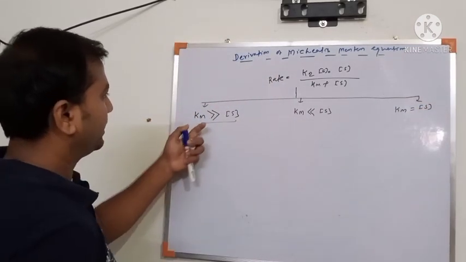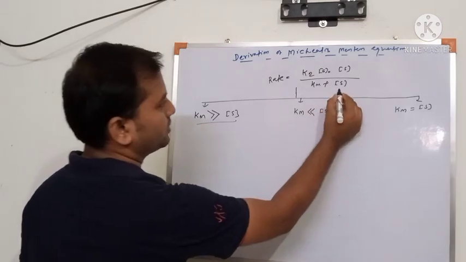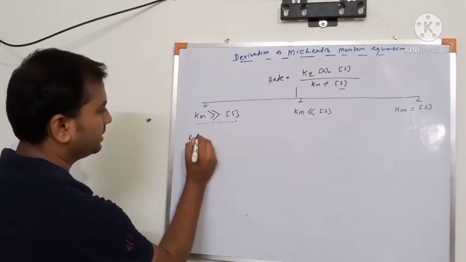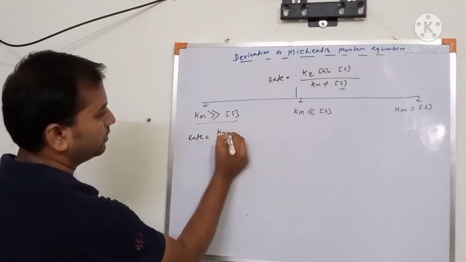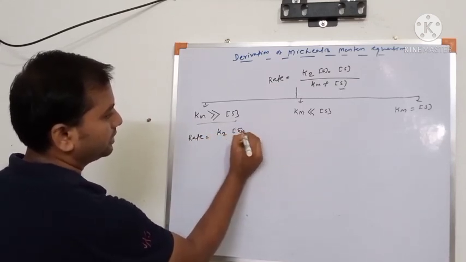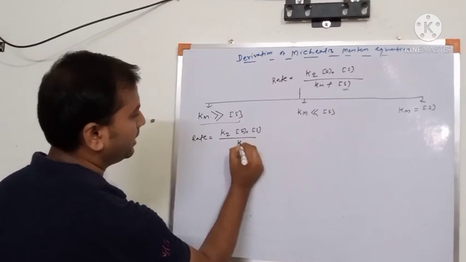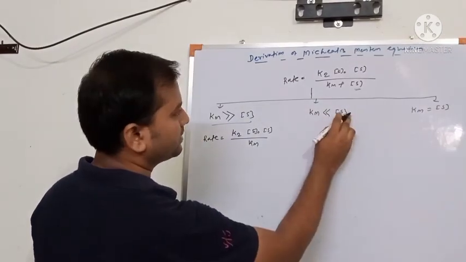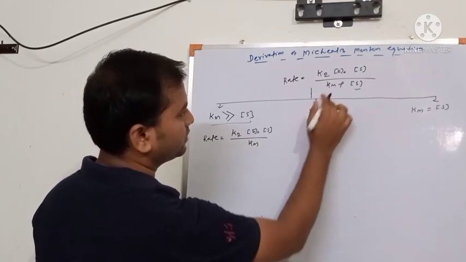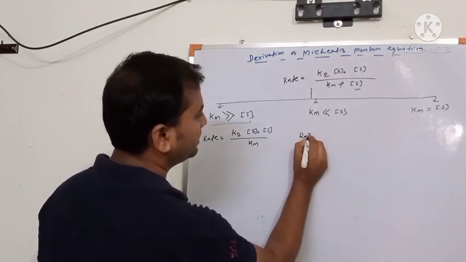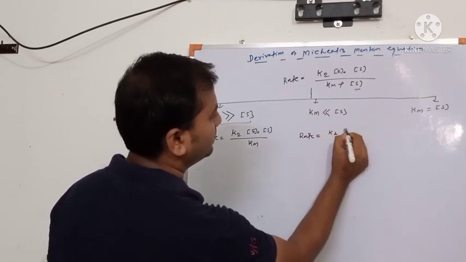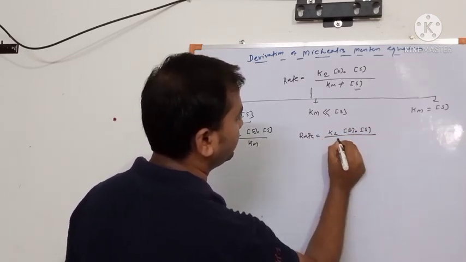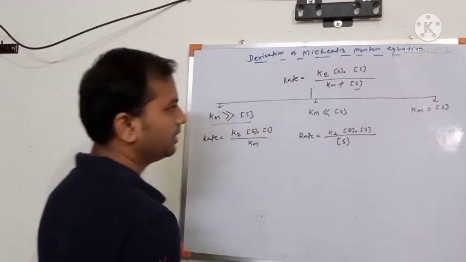When Km is very much greater than the substrate concentration, the substrate concentration is negligible in the denominator, so rate equals K2 E naught S by Km. When the substrate concentration is very much greater than Km, Km is negligible, so rate equals K2 E naught S by S.